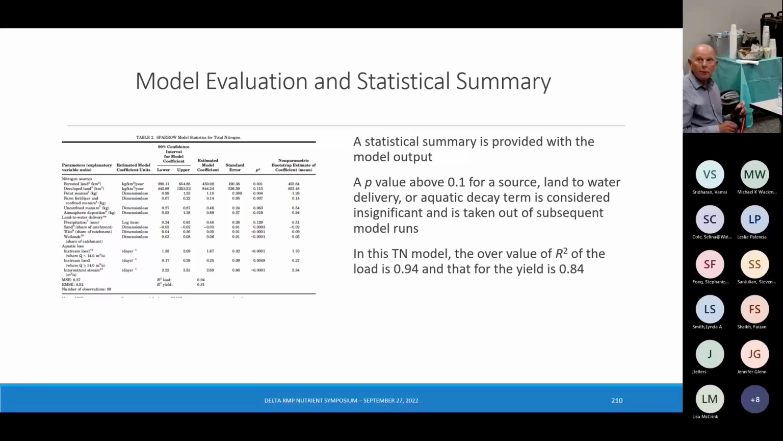And then we looked at other statistics as well. We had something called a variance inflation factor. So that came up high. That indicated that one of these terms was causing collinearity, and we took it out of the model. So the modeler has to go through quite a few iterations of this to optimize which are the best sources and what are the best terms for land to water movement and aquatic decay.